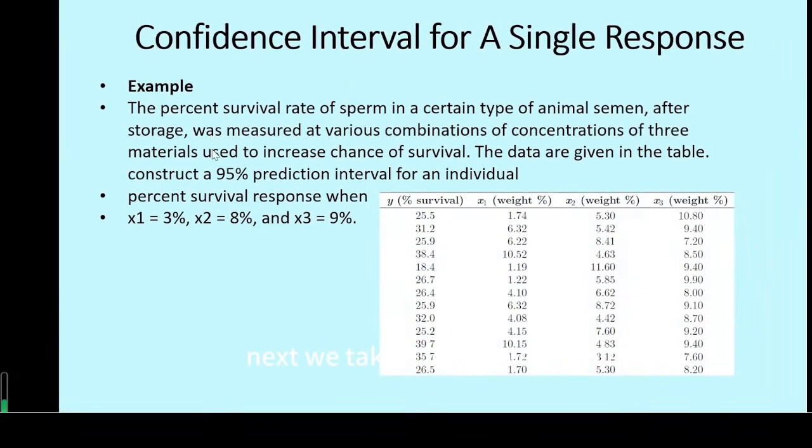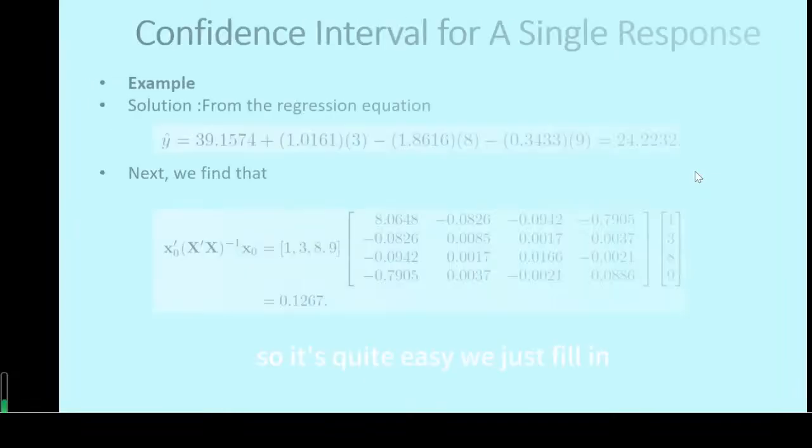Next, we take a look at an example. The example is a table with Y variable and x1, x2, and x3. The question is: construct a 95% prediction interval for an individual percent survival response when these 3 X variables are known. So it's quite easy.